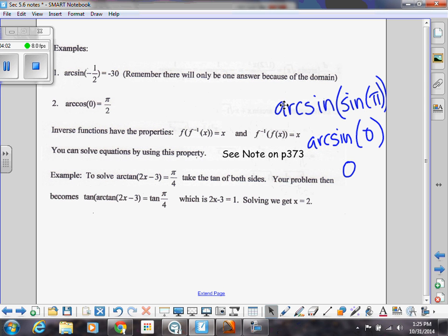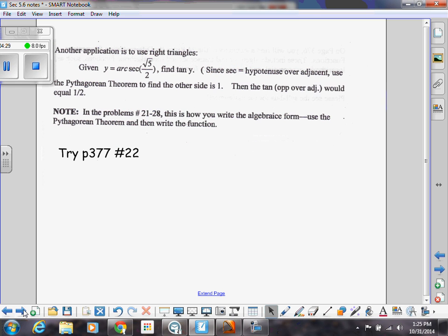Also remember we use these to solve equations like this. If I wanted to solve arctan of 2x minus 3 equals pi over 4, then we would take the tangent on both sides, which is fine because here we've got the tangent of pi over 4. That gives us 2x minus 3 equals 1, and then we can solve. So this is all review.